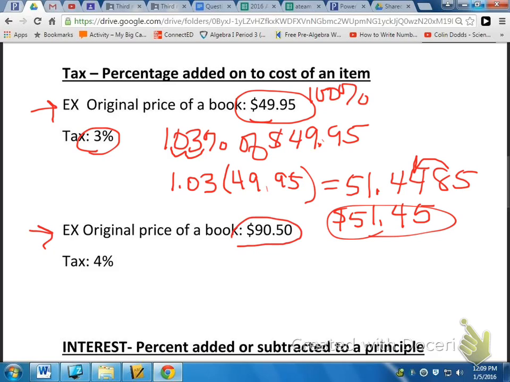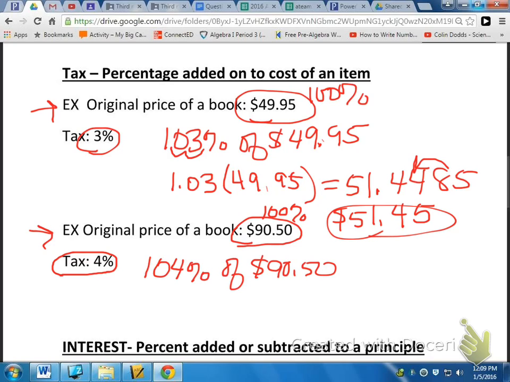The second example, we have another book. It's $90.50. So that's 100% of the cost of the book. Plus, we're going to pay 4% tax. That means we're going to do 104% of $90.50. If you do 104%, then you would get the final cost in one calculation.